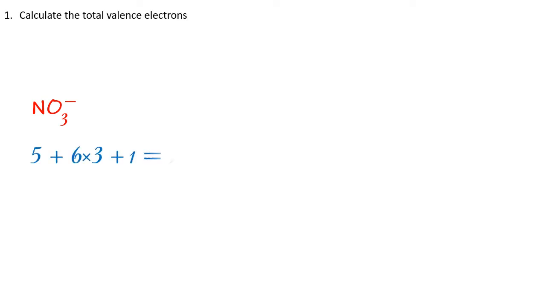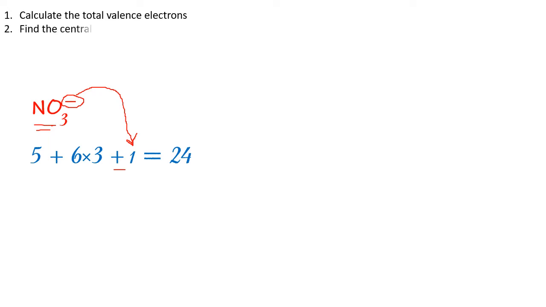Okay, nitrogen is present in group number 5, so 5 valence electrons in nitrogen, and oxygen has 6 electrons, and there are 3 oxygen atoms, so multiply with 3. Now here it is a negative charge. So how many? Minus 1. So you have to add that one electron that is present here in this radical. So it is plus 1. So total valence electrons 24.